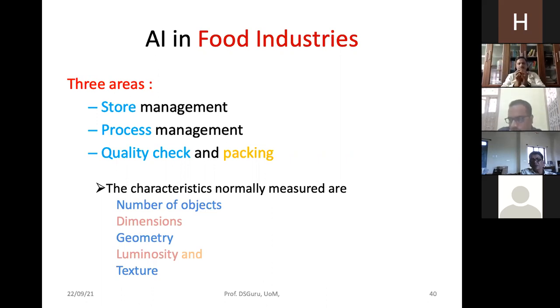A given mango, is it ripened or unripened? If it is ripened, it goes to one channel. If it is unripened, it goes to another channel. Next to that stage, there is a gate. This gets opened if it is classified to be ripened. This gets opened if it is classified to be unripened. Unripened gets rejected. Ripened mango will go this side.